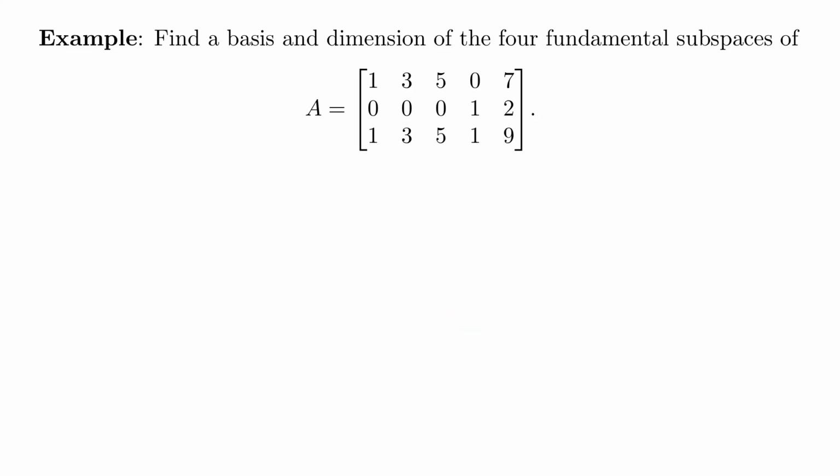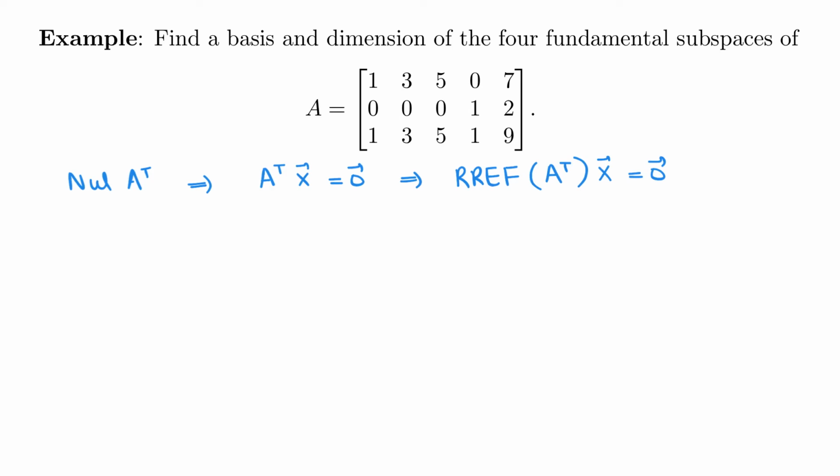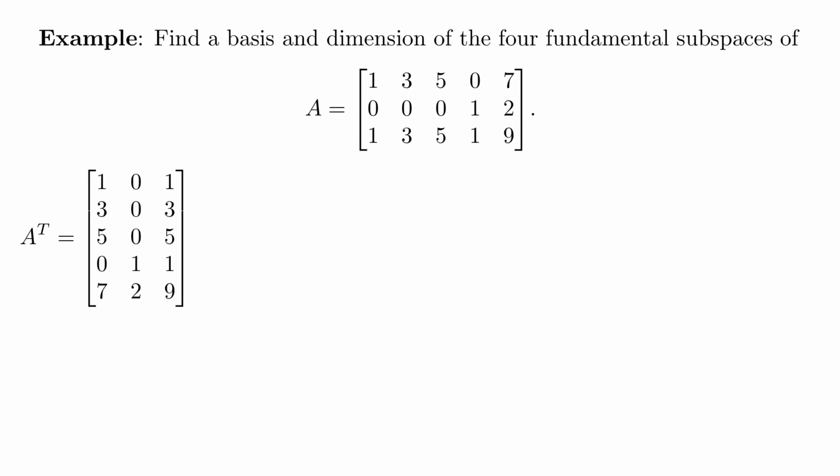In order to find the basis for the null space of A transpose, we are going to solve A transpose times x is equal to 0. In other words, we are going to solve the row echelon form or the reduced row echelon form of A transpose, multiply that by a vector x and set that equal to 0, and we are going to find all such vectors x.